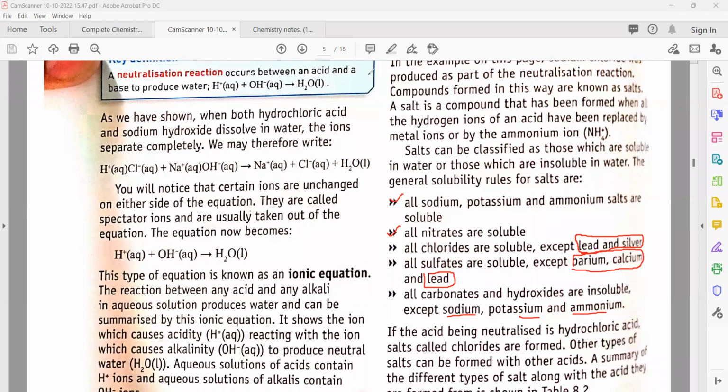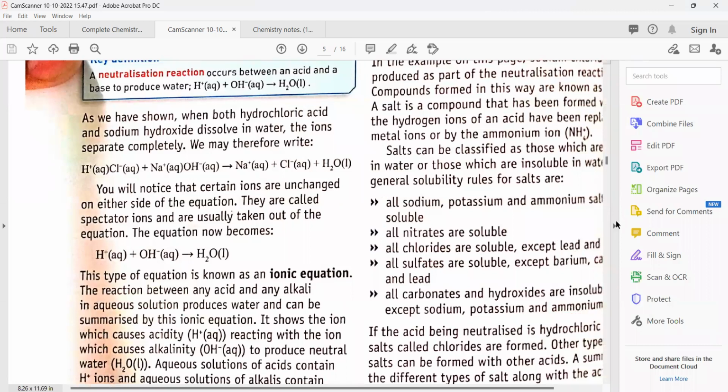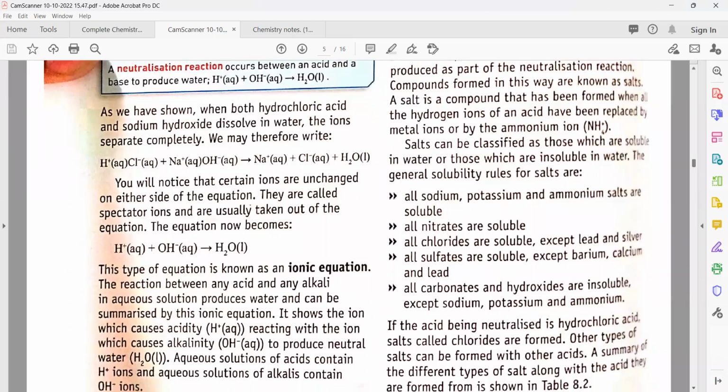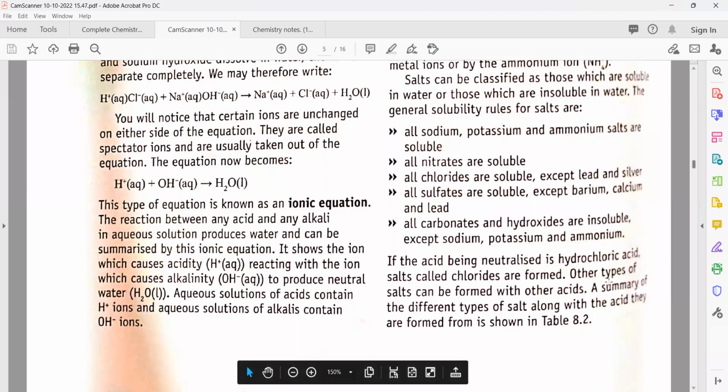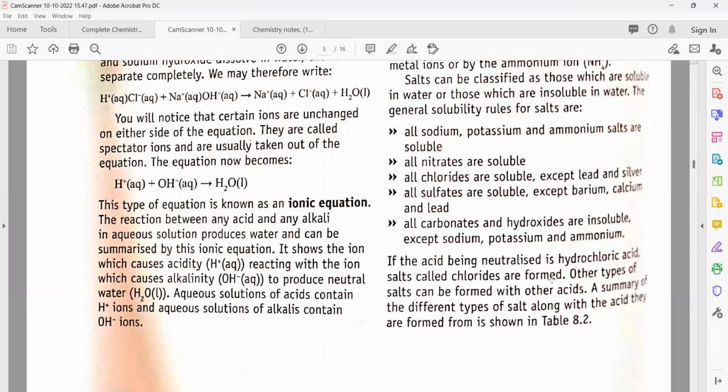Okay. Now, the next part: the acid here is going to show you that when neutralized with hydrochloric acid, a salt called chloride is formed. What does it mean? The acid you choose here, you know, is HCl. Understand? In the above equation, you can see that this is the acid that you choose. Being neutralized is hydrochloric acid, and the salt is called chloride.